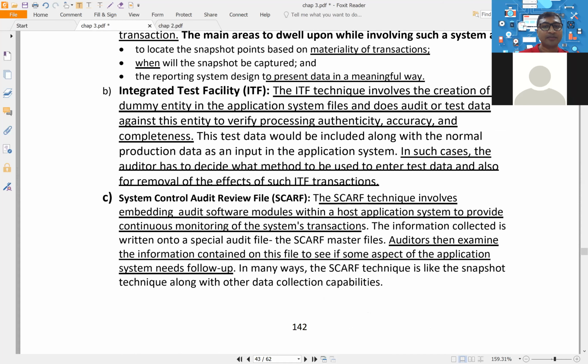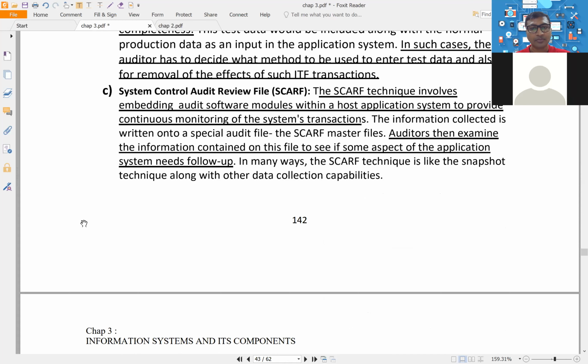SCARF. Now if you remember, SCARF was nothing but a log file, log, record. But look, what if we want to record? Do we want to record everything which is happening in our system? No, we always want to record what deviates from the standard, that we want to record, correct? So that will be recorded by SCARF.